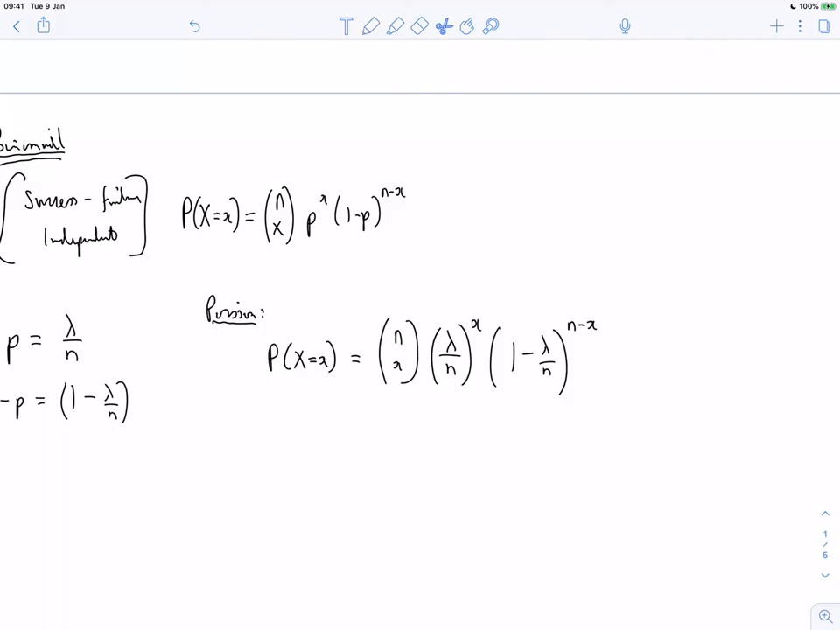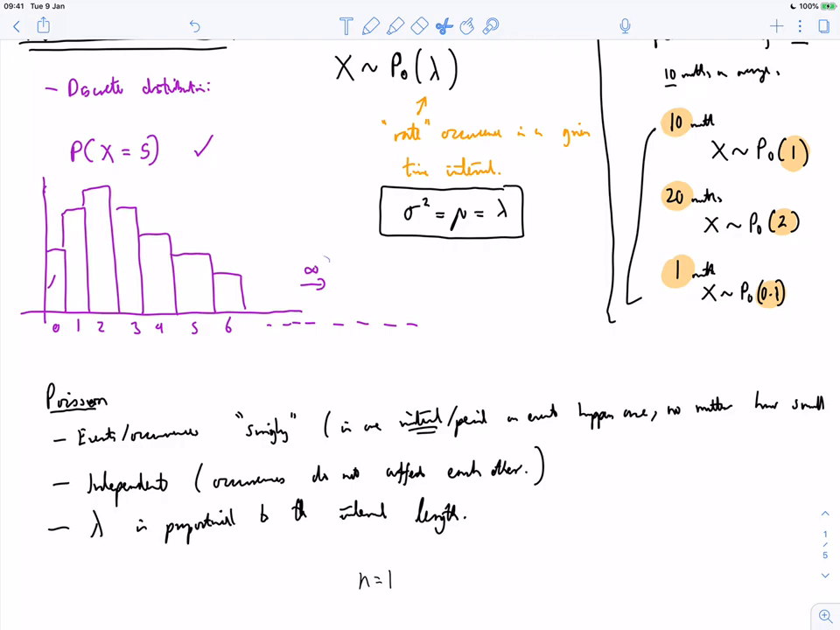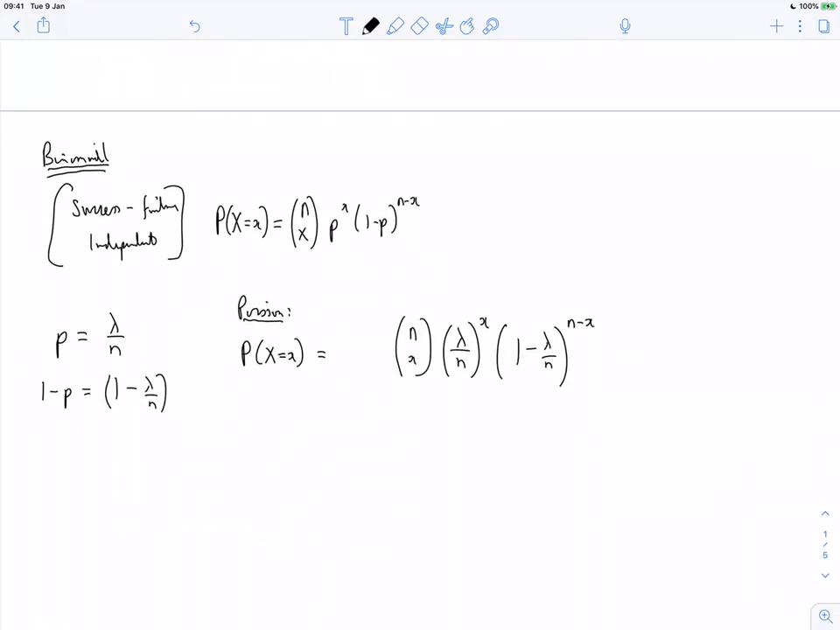And technically, as I said before, for the Poisson, the amount of trials goes to infinity. So really, for it to be the case of a Poisson, we want the limiting case when n tends to infinity. Because although the distribution is discrete itself, the intervals that we divide it up into need to be infinitesimally small, because time is a continuum. Time doesn't just come in discrete packets, time is a continuum.